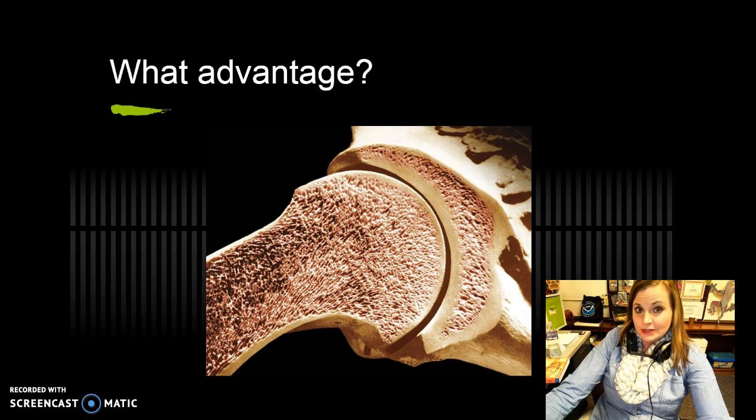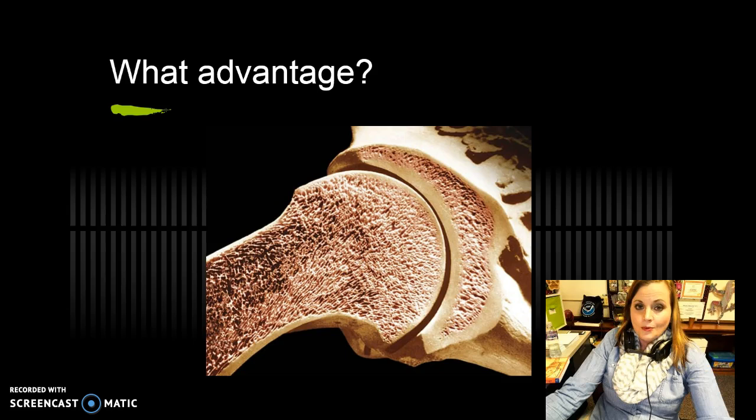What advantage would spongy bone provide you as an organism? Now think about your muscles. Your muscles have to be able to support you, to carry your weight. So the bigger you are, the larger your muscles should be in order to be able to support your own body weight. So muscles require a lot of energy. They're protein, they need to be fed, lots of oxygen, lots of carbohydrates.